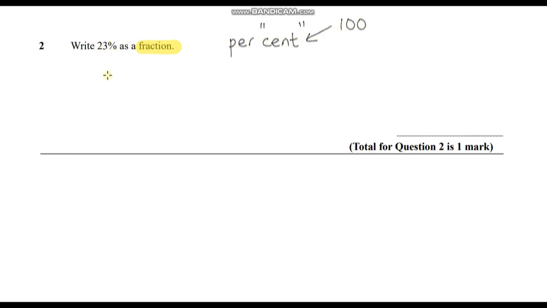So we've got 23 per 100. That is our answer, 23 over 100. And we can't simplify that anyway, so that is our final answer.